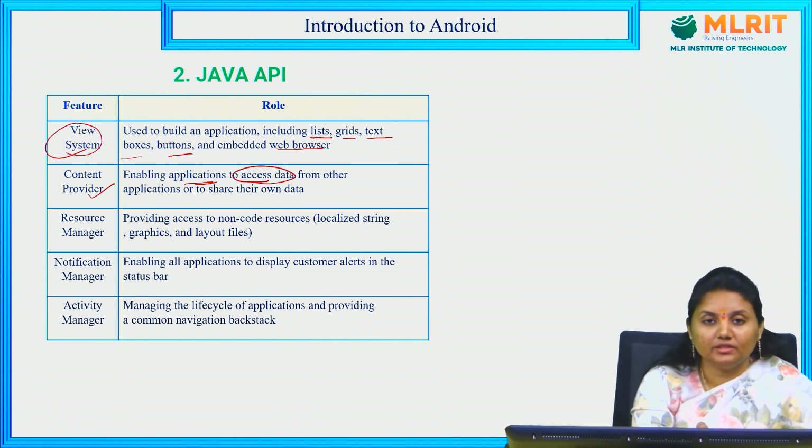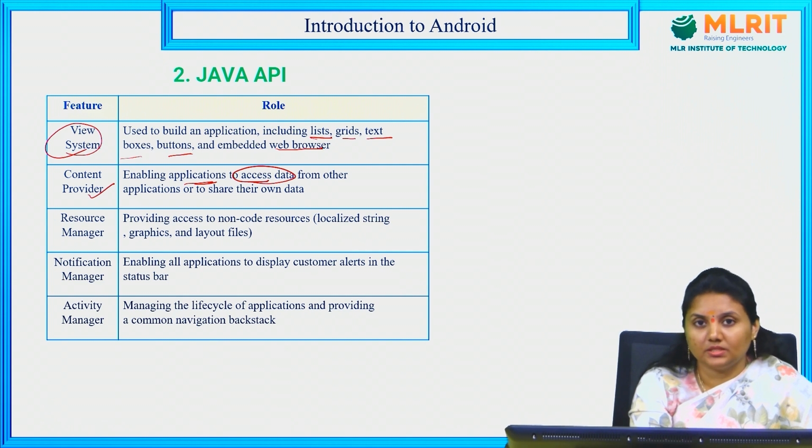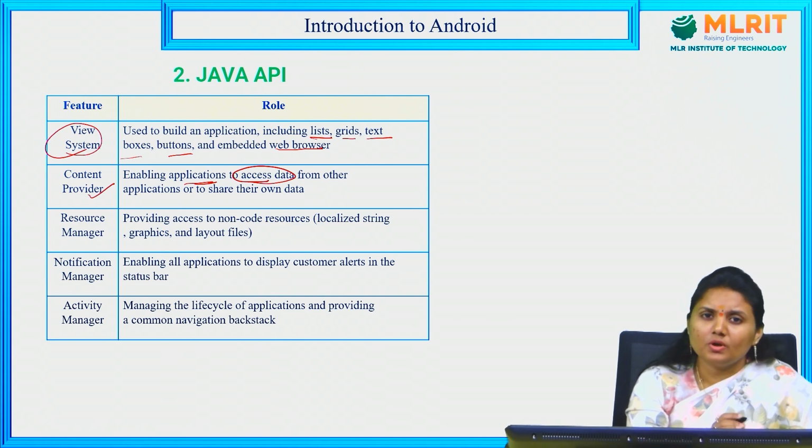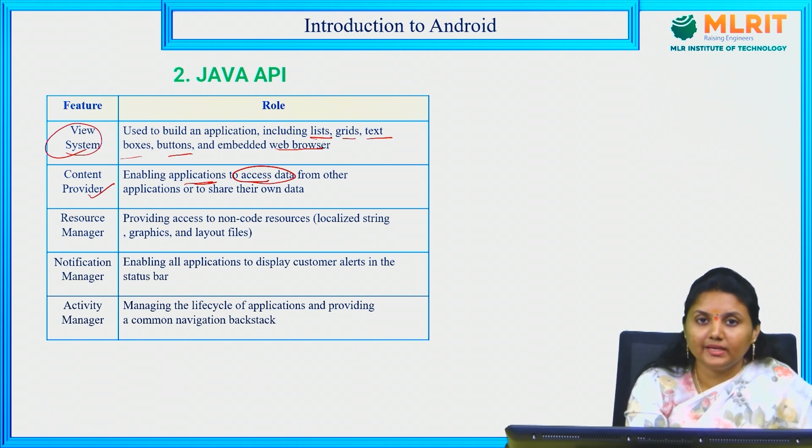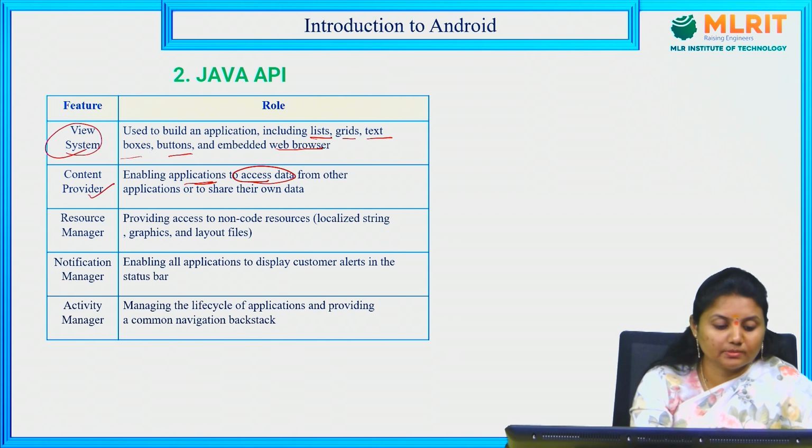It can be shared. Suppose you put a status in WhatsApp, the same thing you can share to Facebook also. So you have the export option in your WhatsApp status. What is that? That is nothing but your content provider giving you access to share the data to Facebook. Okay, that is possible. So the resource manager provides non-code resources like graphics, layouts, strings and all. Once we see how your Android platform is, we can understand everything.